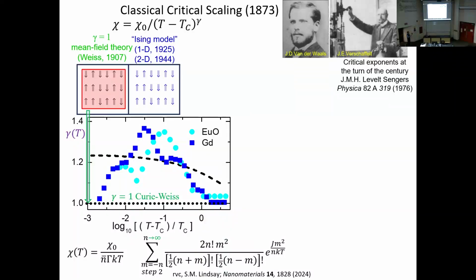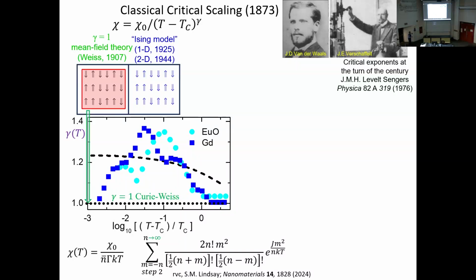It diverges. However, the way you determine this gamma is you take the logarithm of this function and look at the slope. The magnitude of the slope is this gamma as a function of temperature. Measurements on europium oxide and gadolinium look like this as a function of reduced temperature. So the Curie-Weiss law works fine as long as you're above about twice the critical temperature, the Curie temperature. It's a slope of about 1 up here. But as you get closer to the transition, it's definitely not 1.